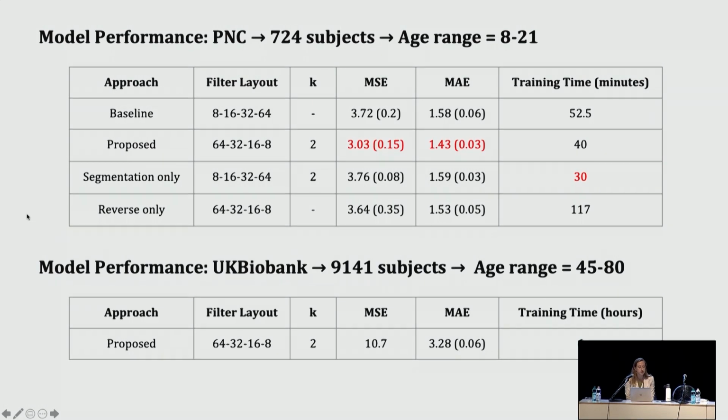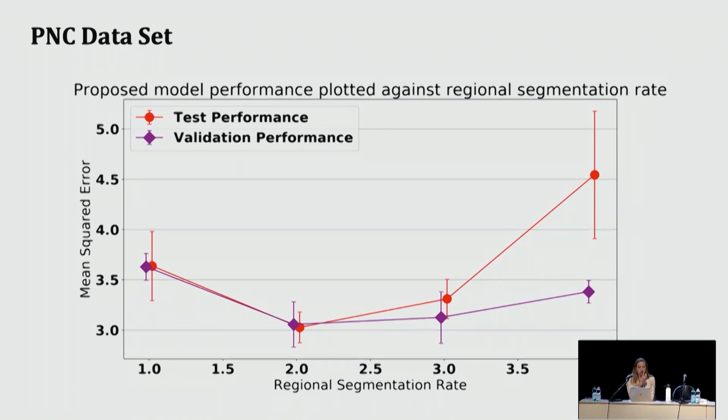In another experiment, I tested this idea on the UK Biobank data, which was a much larger data set. We went from 700 subjects up to 9,000 with a much wider age range, and impressively, our mean absolute error was only 3.2 years. While the network took 6 hours to train instead of minutes, it was a lot more data, so this is still quite an impressive result that I was excited to see.